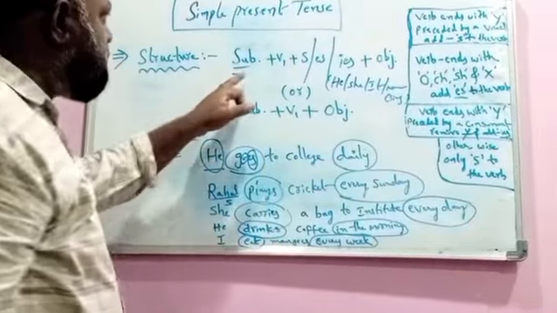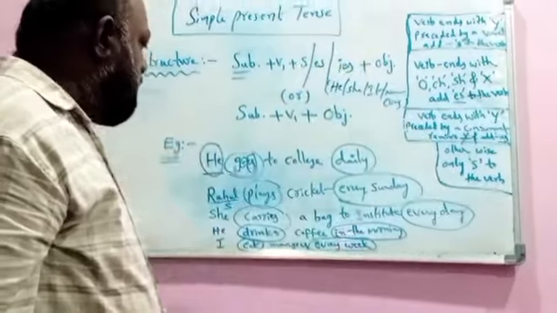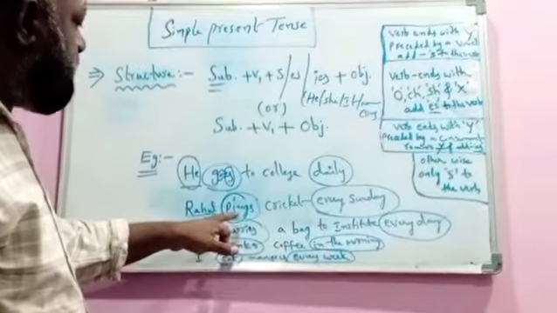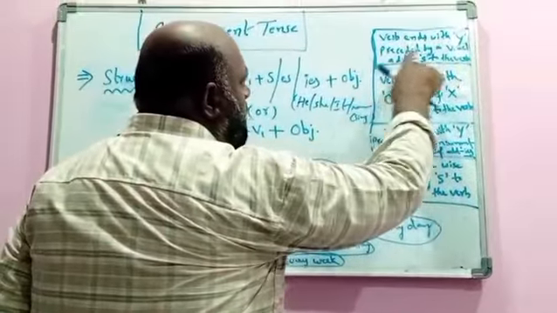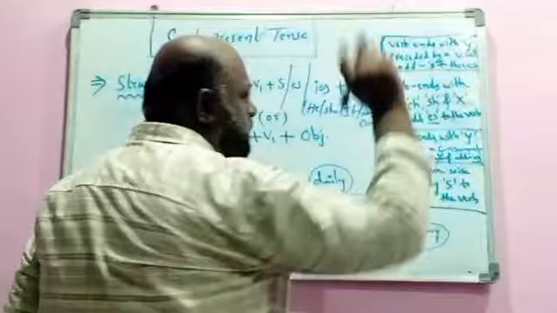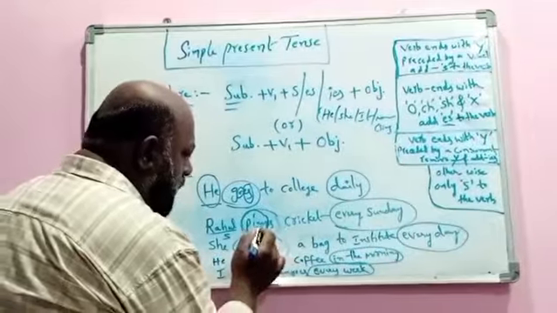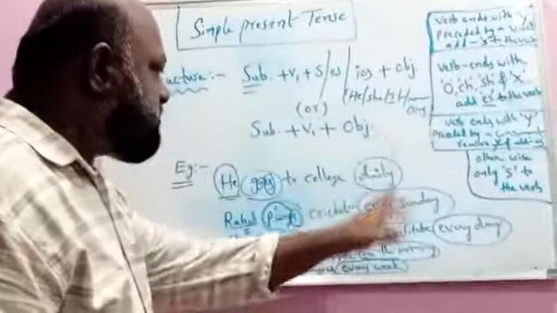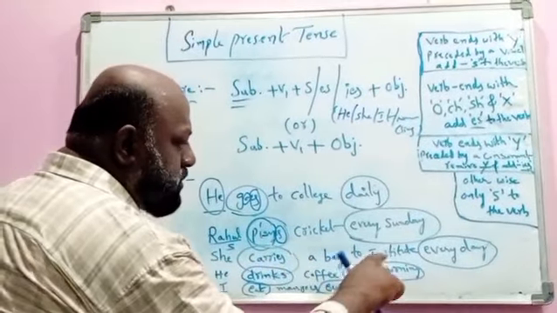So we have to use the first structure. What is the first structure? Subject plus V1 plus S/ES/IES plus object. Now Rahul is the subject. The verb is play. The verb play ends with Y and is preceded by a vowel. When the verb ends with Y preceded by a vowel, we have to add s to the verb. So here the verb ends with Y preceded by a vowel A, so we have to add s only. Now what is the sentence? Rahul plays cricket every Sunday. This is grammatically correct.